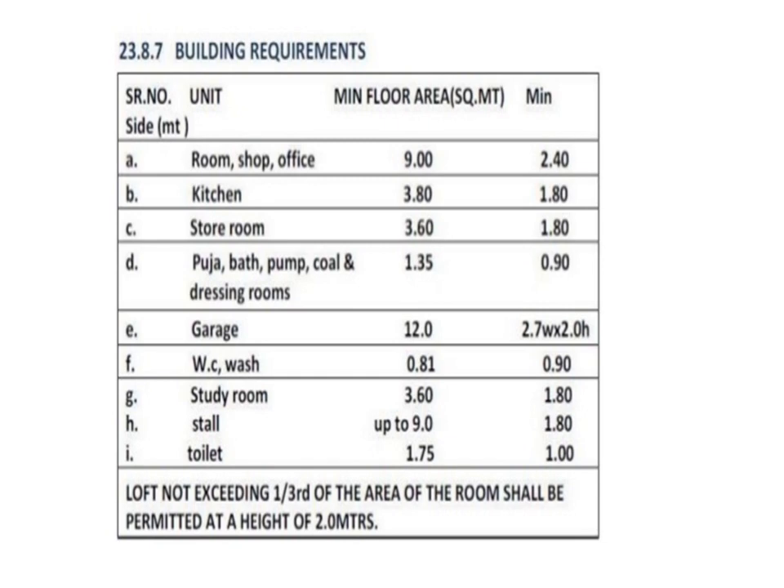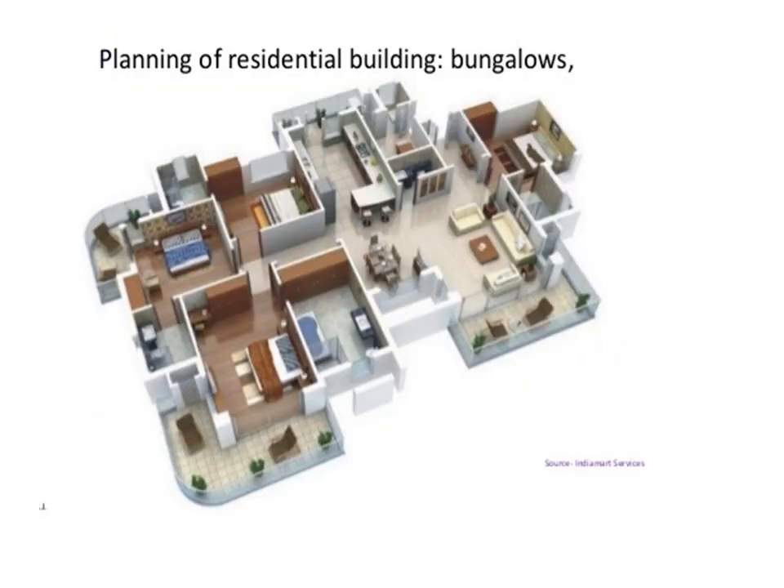For study room, the minimum floor area of 3.6 meters square shall be provided with minimum width of 1.8 meter. For stall, the minimum floor area of 9 meters square with minimum width shall not be less than 1.8 meter. For toilet, the minimum floor area of 1.75 meters square shall be provided with minimum width of 1 meter. It refers to planning of residential buildings.